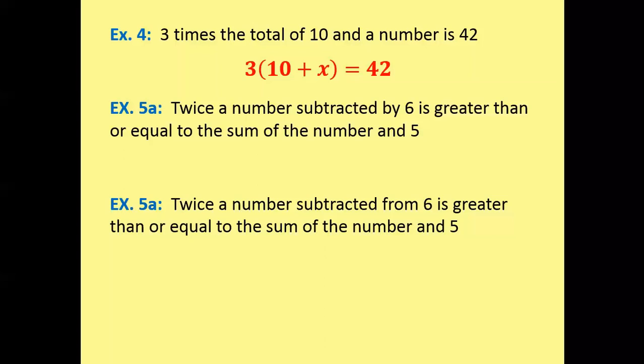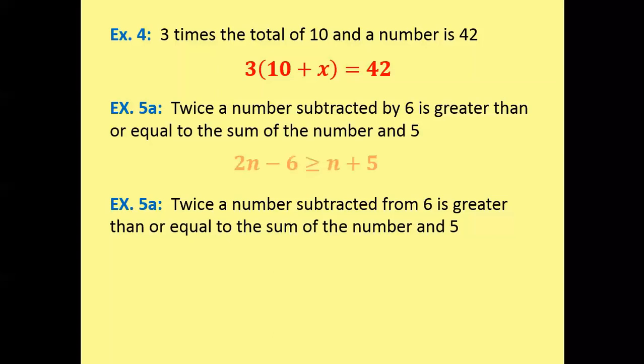All right, 5a. Twice a number subtracted by 6 is greater than or equal to the sum of the number and 5. Now we're going to look at, oh, then it says 5a again. That was supposed to say 5b. All right. But let's take a look at the bottom one. There's only one little thing that's different about that. Twice a number subtracted from 6 is greater than or equal to the sum of the number and 5. So the first one says by 6 and the second one says from 6.